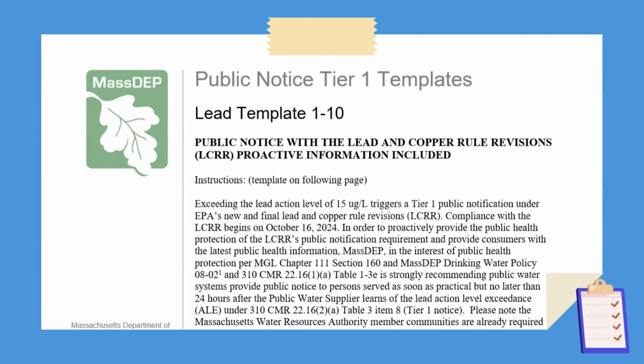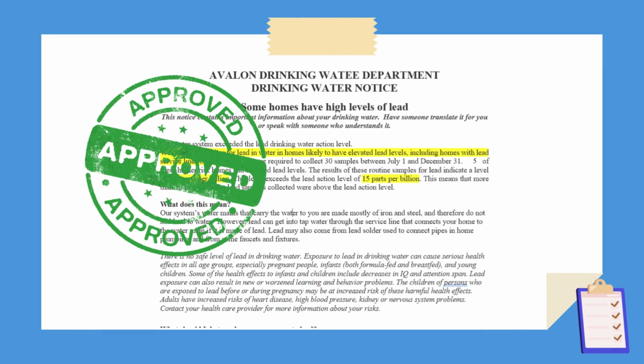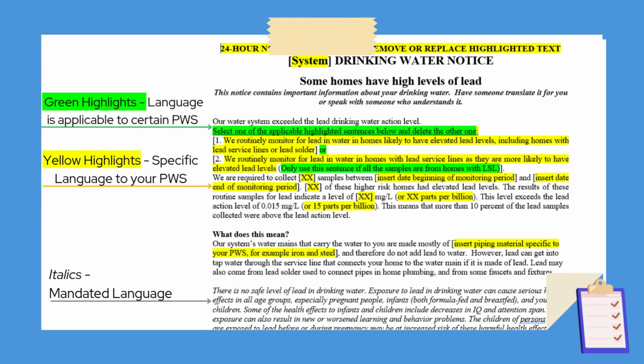All of these requirements can be met by using the MassDEP Drinking Water Program Tier 1 Public Notice Template, which is available on the MassDEP Drinking Water Program Public Notification Forms and Templates webpage. Massachusetts systems are required to use a Tier 1 public notice approved by MassDEP. This template includes all required content. Mandatory language is shown in italics. Areas highlighted in yellow are for information specific to the water system and the 90th percentile lead value.